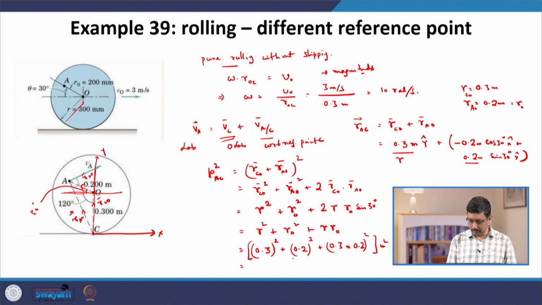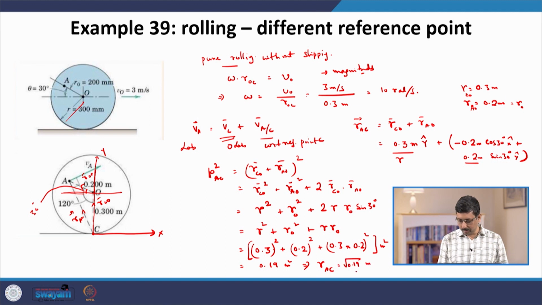So, this will be 0.09 plus 0.04 plus 0.06. So, that is 0.19 meter square. That means this distance R_AC will be square root of 0.19 meter, which is about 0.436 meter. This should not be a square here.